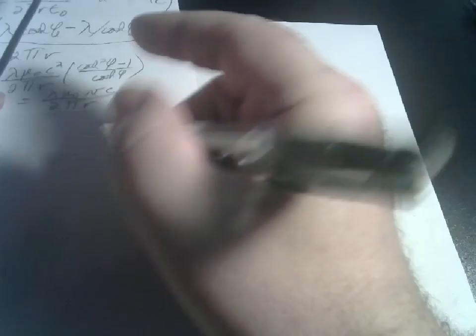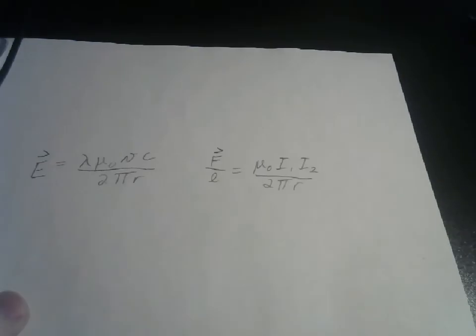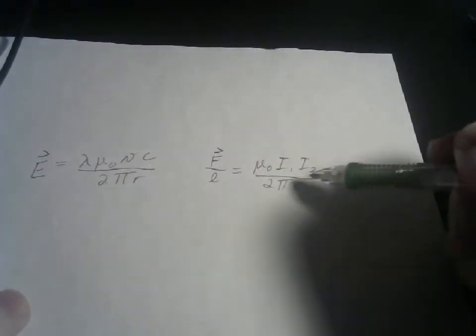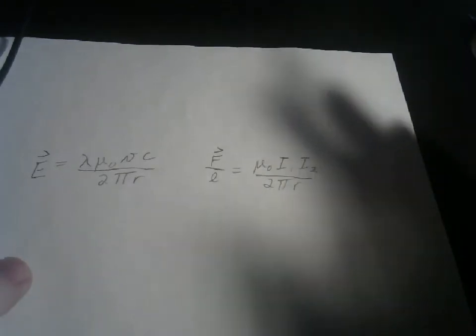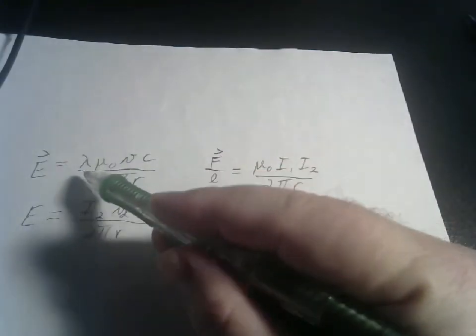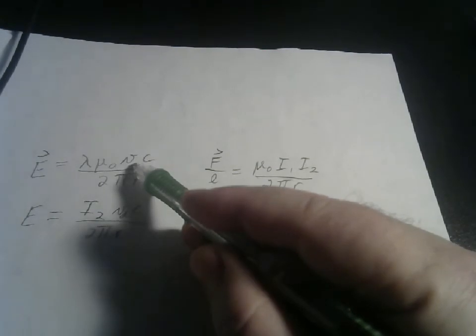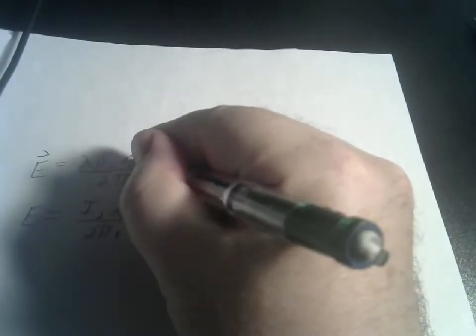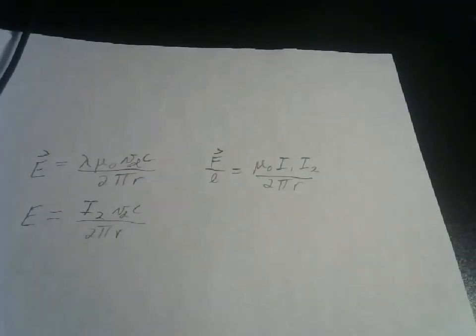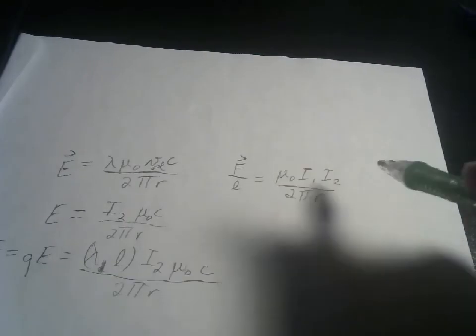Okay, so where am I at? I have derived this: electric field equals lambda mu sub naught v c over 2 pi r. And what I would like to derive is force over length is mu sub naught I1 I2 over 2 pi r. I'm not sure whether I'm going to get there or if I've made some kind of mistake, but I can replace the linear density times the drift velocity with the current in the second wire. Okay, and I corrected that. That should have been a mu sub naught there, not a v sub d.